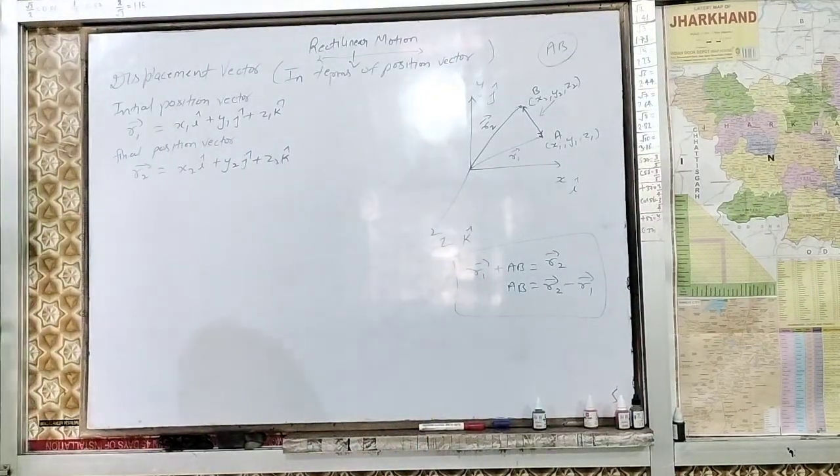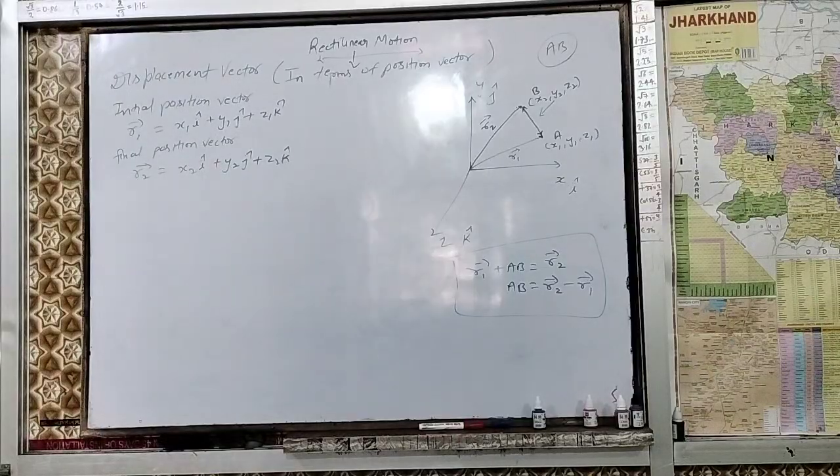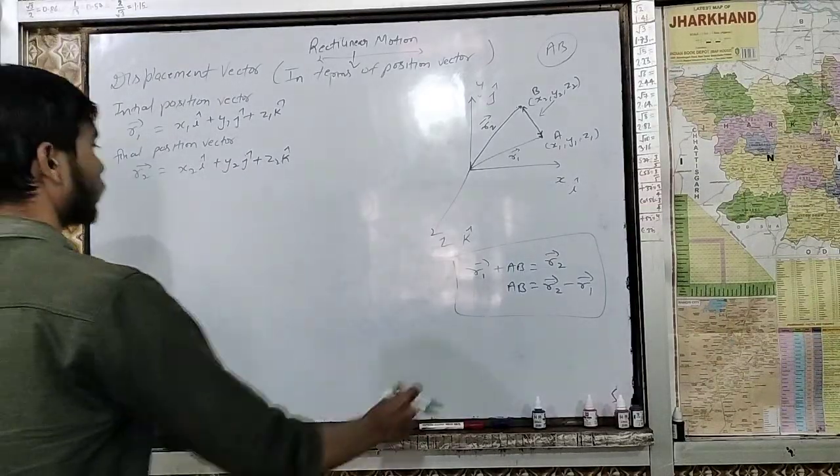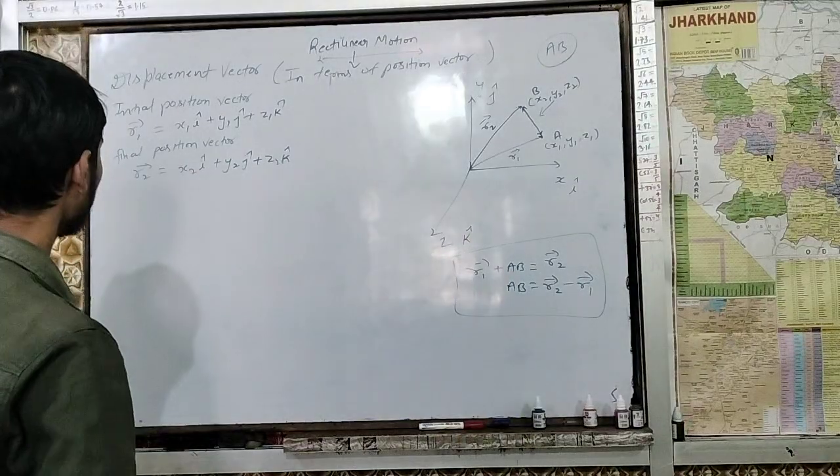It's our small derivation, which is not rocket science. So R2 minus R1 is providing what? Displacement. This small formula we will use over here. Let's apply.